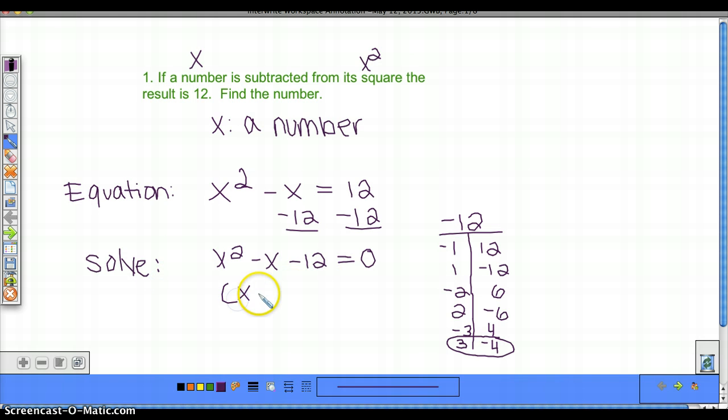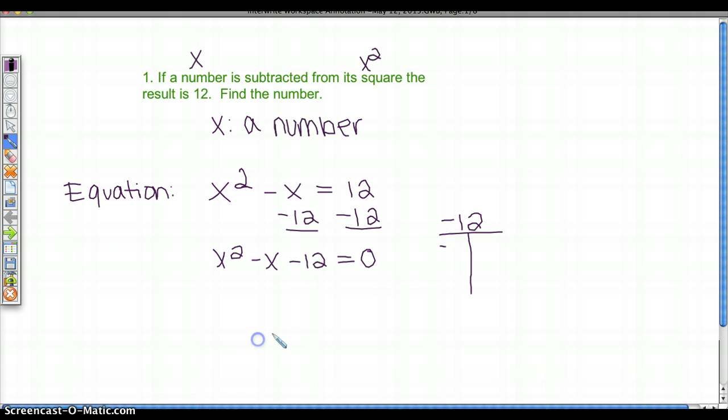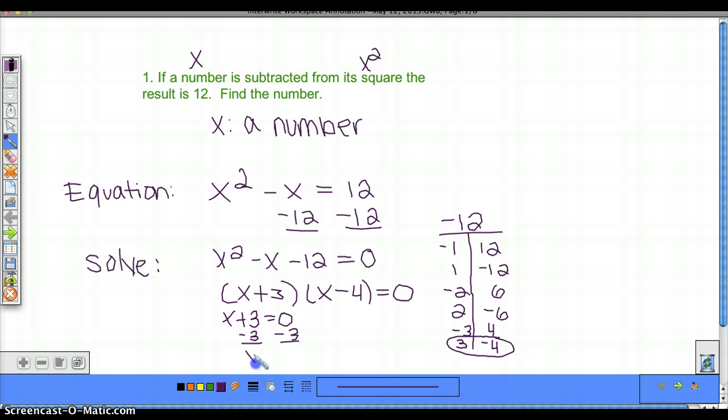So our two factors here are x plus 3 and x minus 4. And then to solve it, either x plus 3 is 0. So if we subtract the 3 over, we know x is negative 3. Or x minus 4 is 0. So when we add 4 over, x is positive 4. Now, the trick to these word problems is to make sure that your answer makes sense.